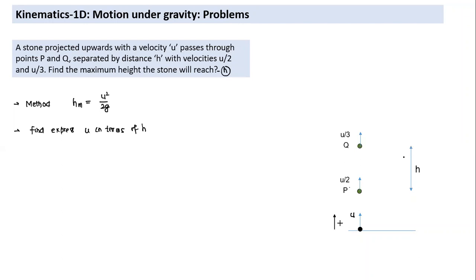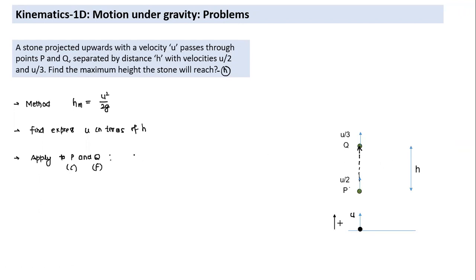Since the distance between these 2 points is given, I can apply equation of motion between P and Q. P is the initial one and Q is the final one, the one which comes first in the time sequence. So which equation do I apply? Distance is given, velocities are given. So displacement is given between P and Q. Displacement is h from P to Q. What is the direction of displacement? If I take P as initial point, displacement is plus as per this convention. So here S is given as h.